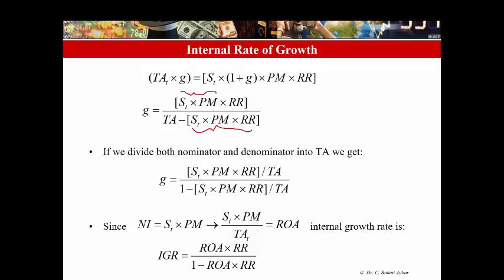So since sales times profit margin is equal to net income, and net income over total assets is equal to return on assets, we can write this growth rate, let's call it internal growth rate, as return on assets times retention ratio divided by 1 minus return on assets times retention ratio. So if we grow at the rate of internal growth rate, the company will not need to issue any equity or any new debt. Simply, the additions to retained earnings will be sufficient to finance the change in total assets as a result of growth in sales.